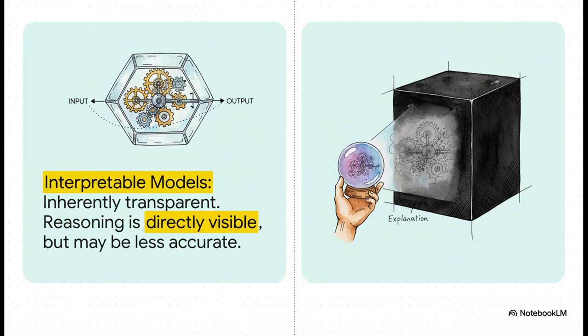Then, on the other side, you have the black box approach. These are the super powerful, high-performance models we're always hearing about. They give you the answer, and then you have to use a separate tool to try and generate an explanation after the fact. This lets you have the best performance, but that explanation you get, it's just an approximation, a plausible story that might not actually be the whole truth.